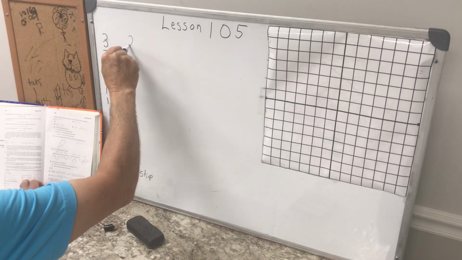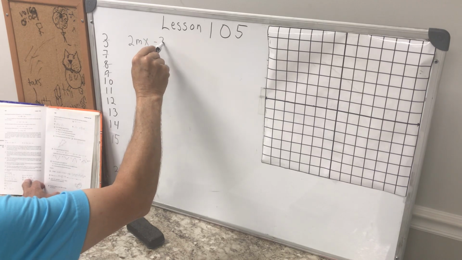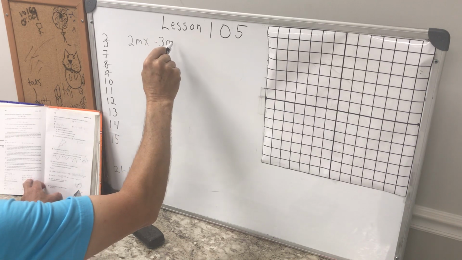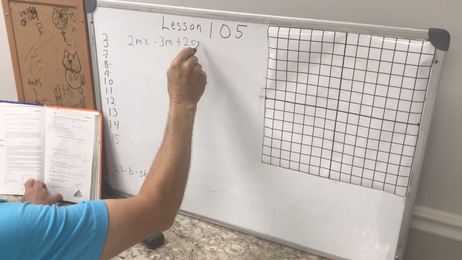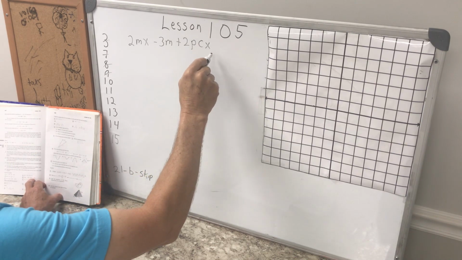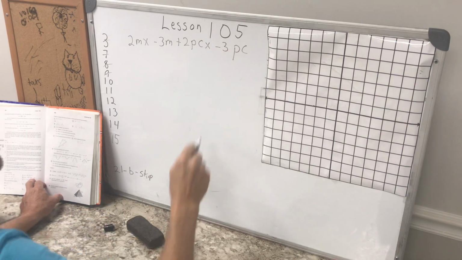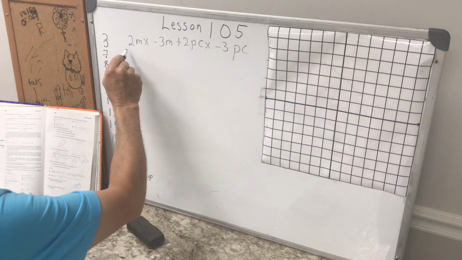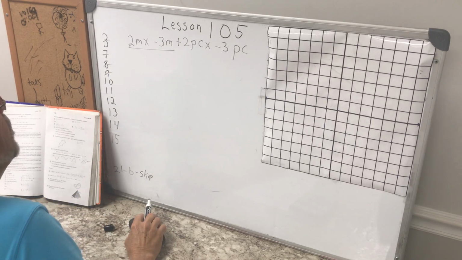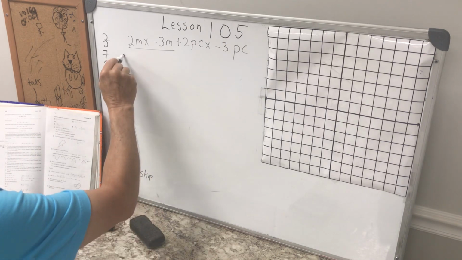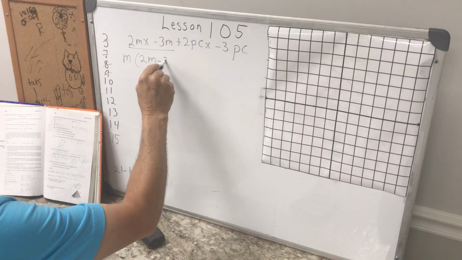Number 10. They give us a little more complicated one, but still the same idea. 2mx negative 3m plus 2pcx negative 3pc. Now what can we factor out of this one? We can factor out an m only, is that right? m, and now we have a 2x negative 3.